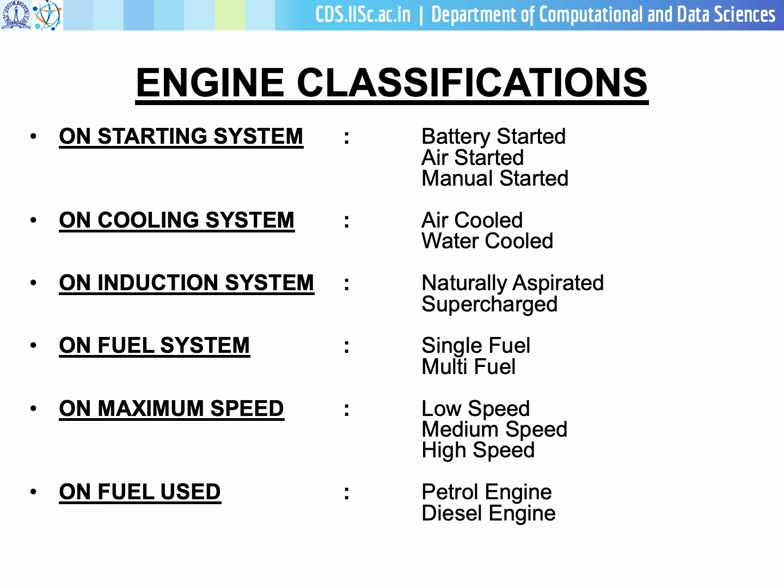On the basis of starting system, it can be battery started, air started, or manual started. On the basis of cooling system, it can be air cooled or water cooled. On induction system, it can be a naturally aspirated or a supercharged engine. On the basis of fuel system, it can be a single fuel engine or a multi-fuel engine. On the basis of speed, it can be a low speed, medium speed, or a high speed engine. And on the basis of the fuel used, it can be a petrol engine or a diesel engine.